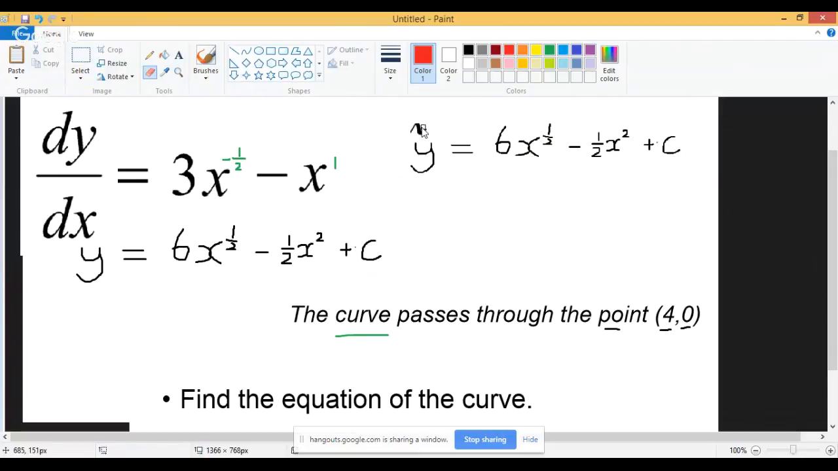Remember, the numbers are 4 and 0, but you have to put them in the right places. So the 4 is your x coordinate, 0 is your y coordinate. So let's take the y and let's put in 0. And the x is 4. So 4 to the power half, that's just going to become 2. 2 times 6 makes 12.